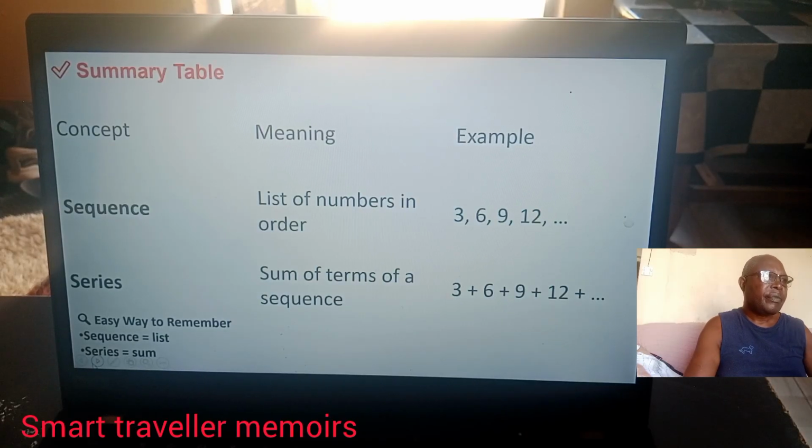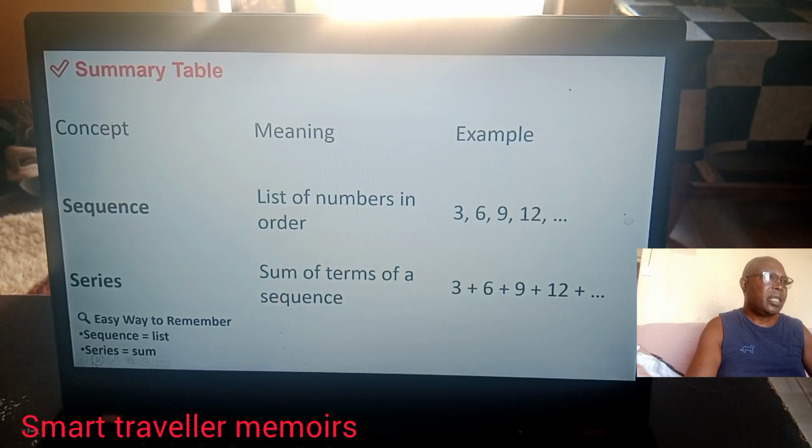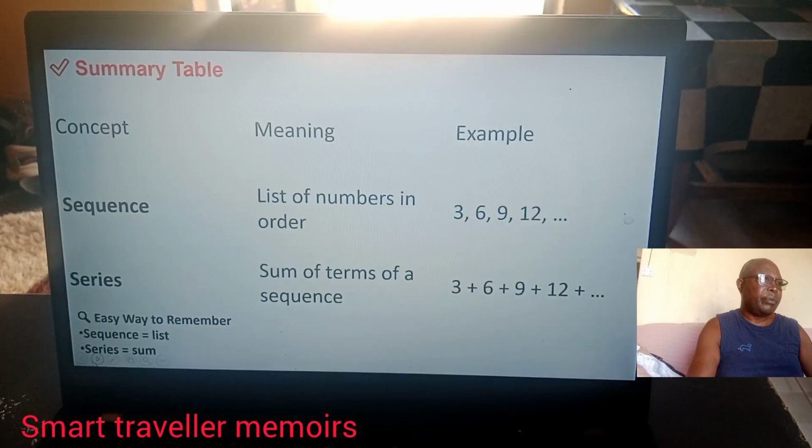Summary. Concept, meaning, and example. Sequence, meaning, list of numbers in order. Example, 3, 6, 9, 12. Series, sum of terms of a sequence, 3 plus 6 plus 9 plus 12 plus, and so on. And the easiest way to remember is sequence, list; series, sum.